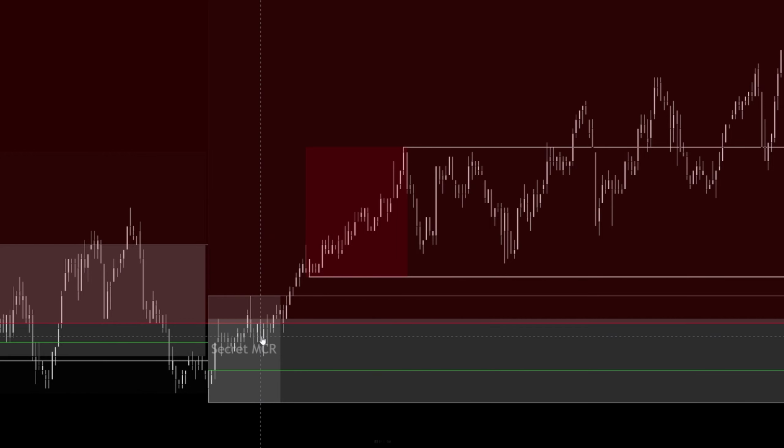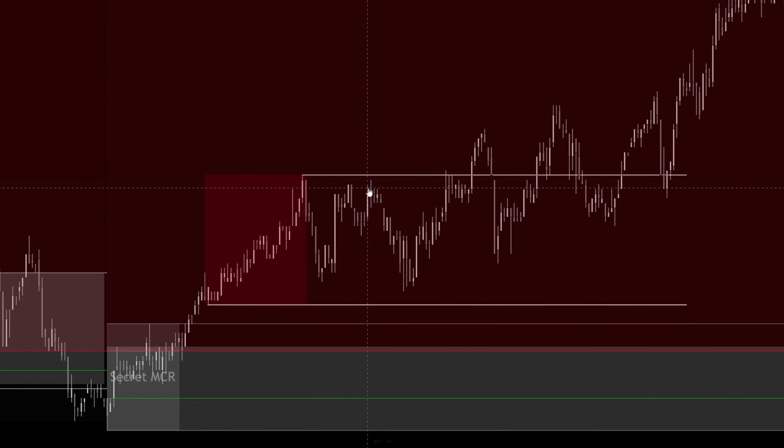We have secret MCR confirming for a true day. We have a manipulation zone that we do not trade. We don't trade until price confirms above the manipulation zone, which we just did. We then have price coming back into this range to confirm all the way up to the 1800 line where price ranged and then reconfirmed to go higher. And this is going to be the opening line for the day.